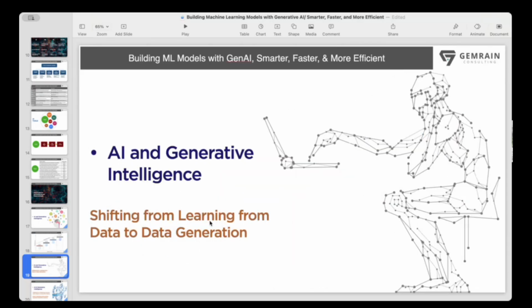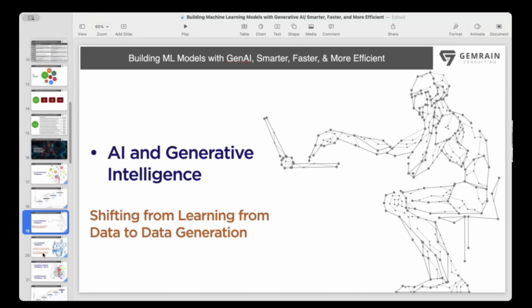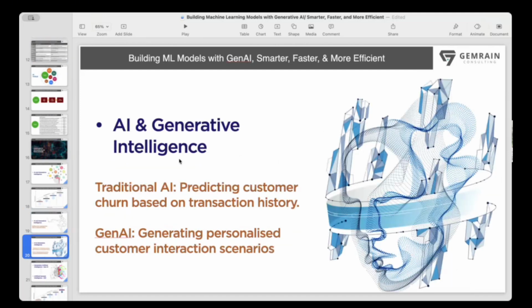So generative AI is shifting from learning from data to data generation. Simple example: in any company, or most of the companies, they work on predicting customer churn. What does customer churn mean? Customers are using the company's services, or buying the company's products, and the company wants to see whether this customer is going to stop or continue. We call it customer churn. Netflix wants to see what the customer churn rate is for 2025. How many percent? How many customers are going to unsubscribe?